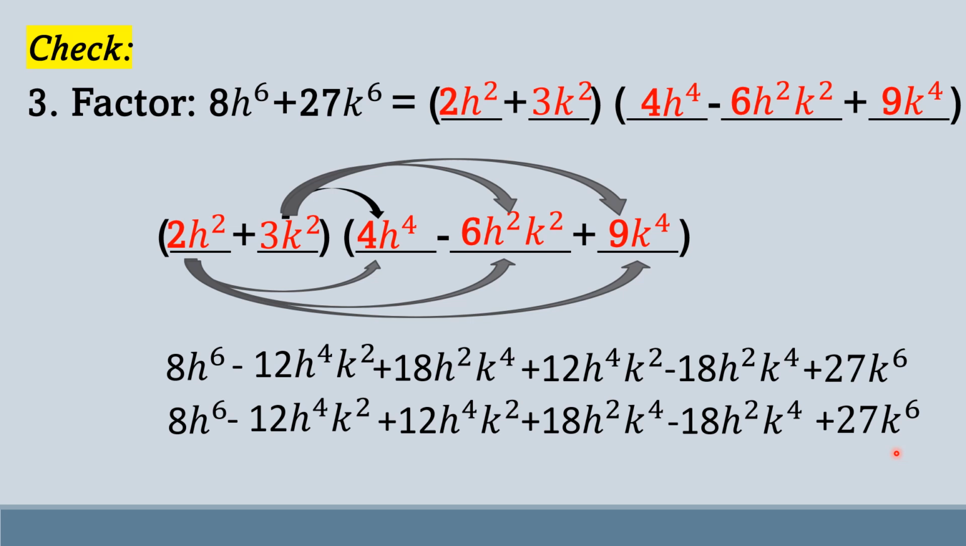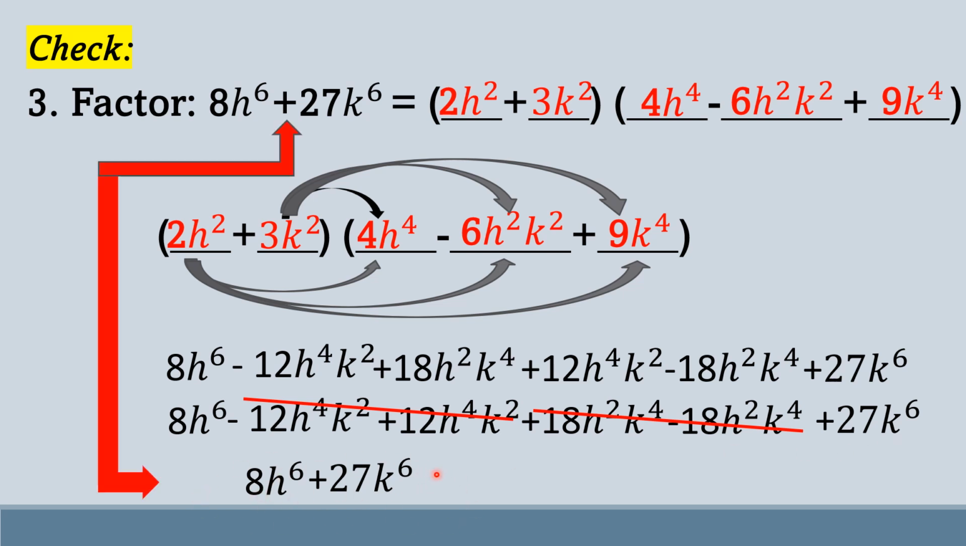Then we are going to combine the like terms. If we combine these two like terms here, the result is 0. Another two like terms here, the result is 0 because they are unlike signs. So meaning the remaining terms are 8h to the sixth power plus 27k to the sixth power. So if the result is the same as the given polynomial, then the factors that we have achieved are correct.